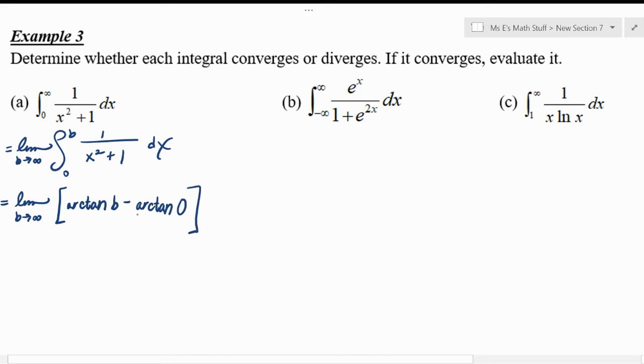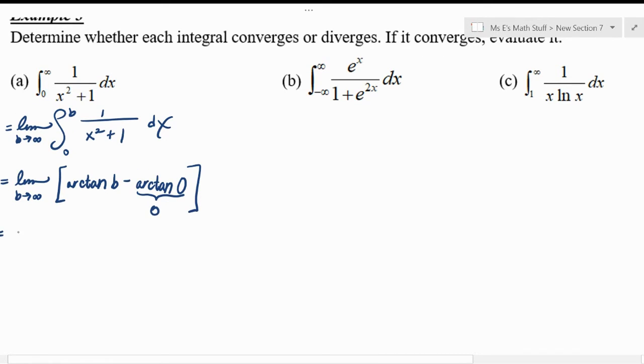There you go. Don't forget to evaluate what you can. So arctangent of 0 is asking tangent of what angle is 0. I would go ahead and say that that is 0. And so really I'm just left with the limit as b approaches infinity of the arctangent of b. There we go.